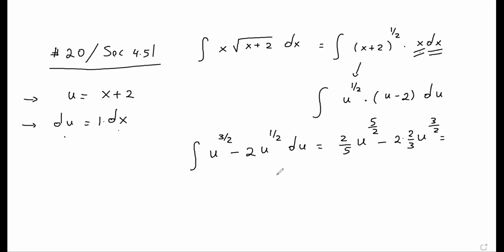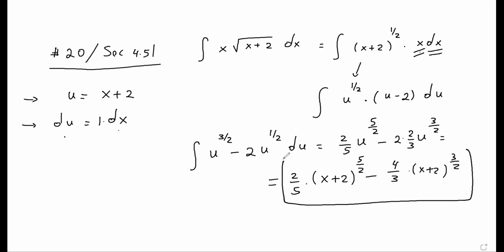All right, so this is going to end up being finally 2/5. Remember the substitution u was x plus 2. So the formula is (x plus 2) to the 5/2 minus 4/3 times (x plus 2) to the 3/2. All right, this is our answer. You can put a C if you fancy a constant there, but this is our answer for the corresponding problem.